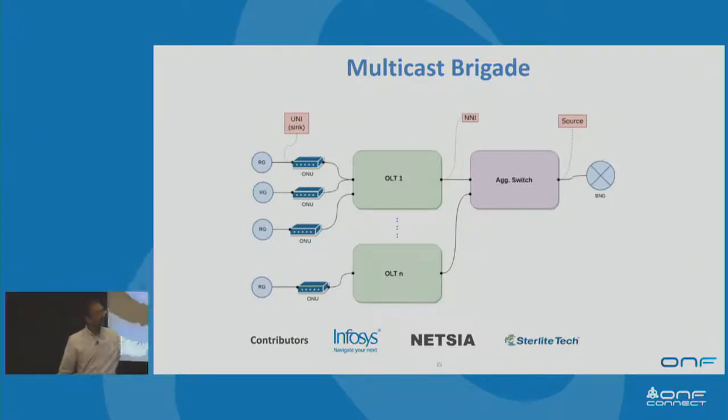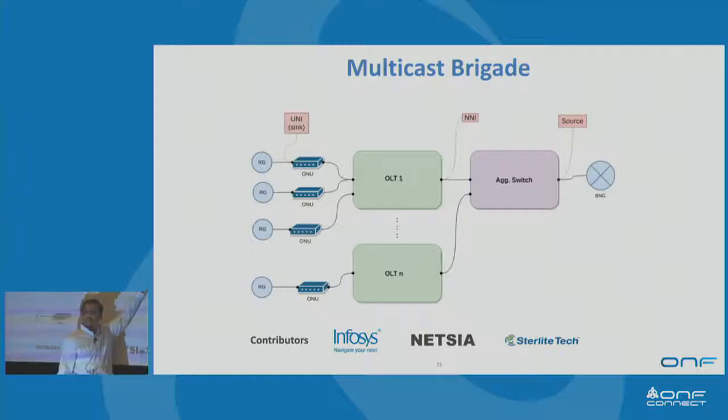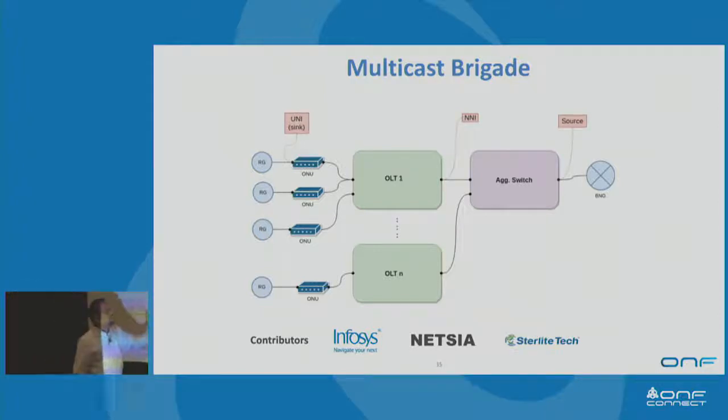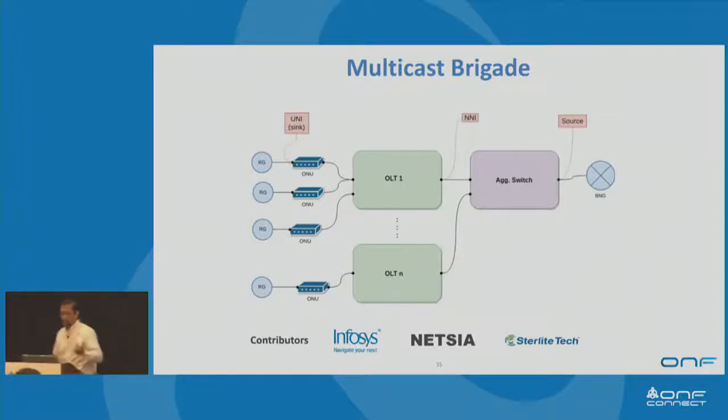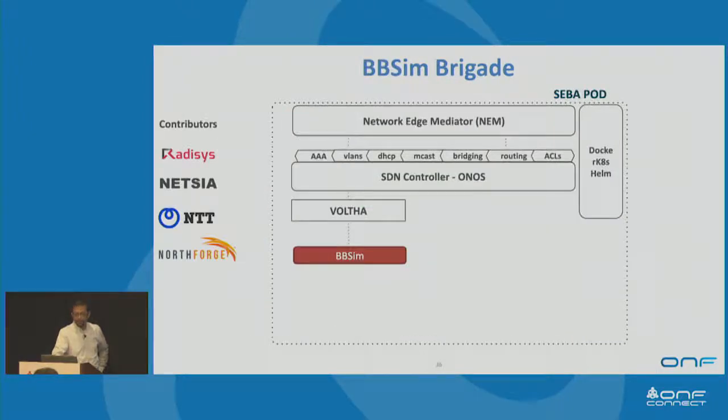If it does need to be requested, the BNG will make that request. But it is the job of the SDN controller to make sure that that stream is first replicated in the aggregation switch, and then further replicated in the OLT to reach the subscribers that have asked for that particular multicast IPTV stream. So again, that's the job of this brigade, to ensure that that happens all across the SEBA pod.